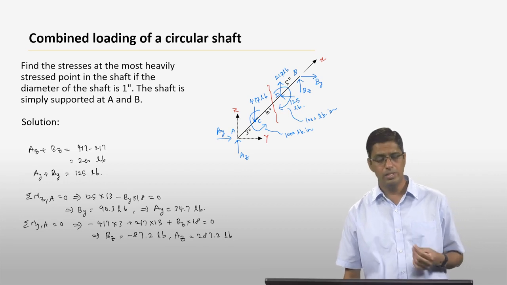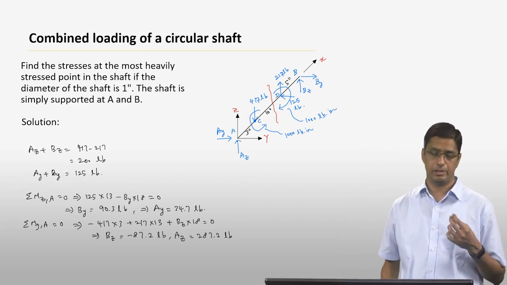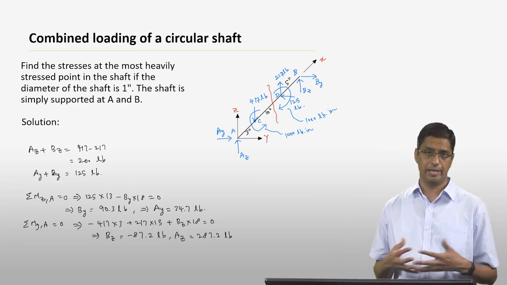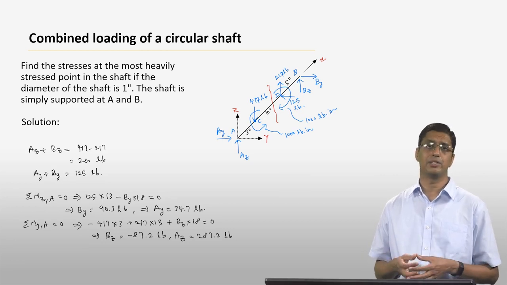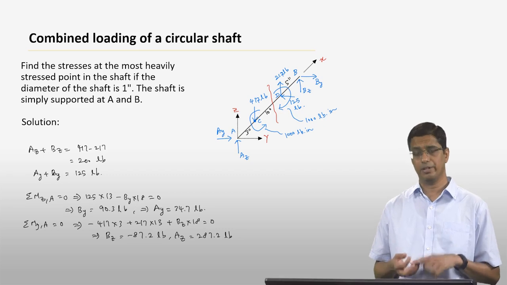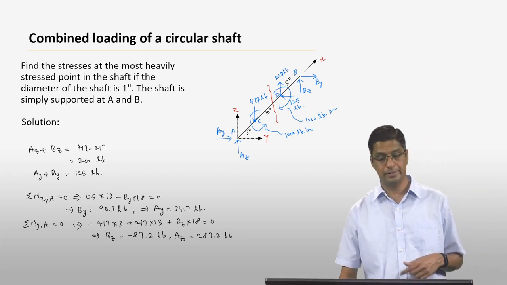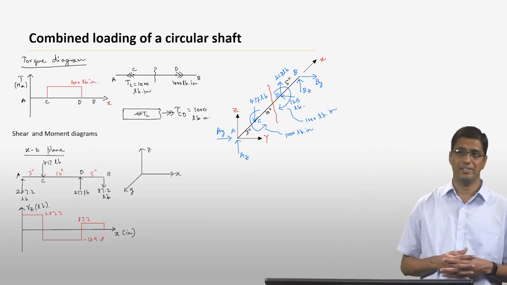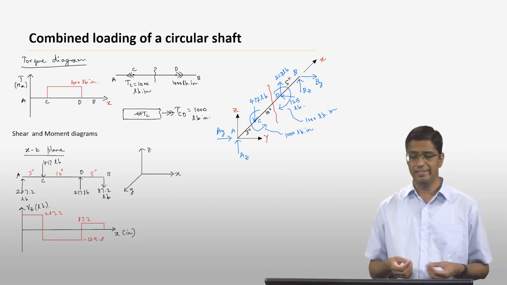Once you find the support reactions, the next thing is to draw the free body diagram and then draw your shear and moment diagrams and your torque diagram. That's exactly what we're going to do next. First we're going to look at the torque diagram, because it's fairly easy in this particular case.